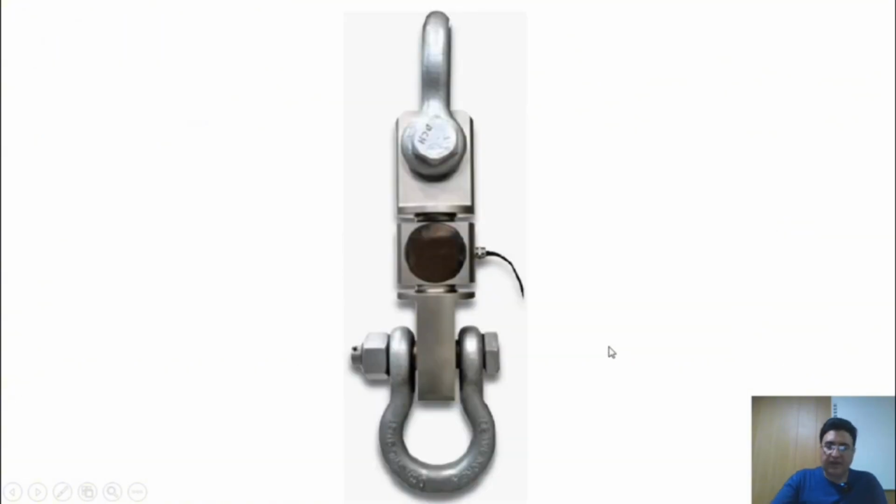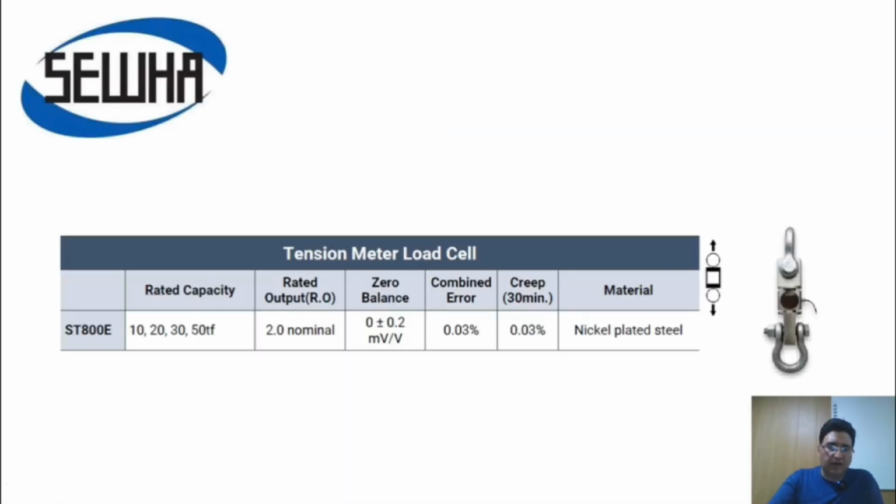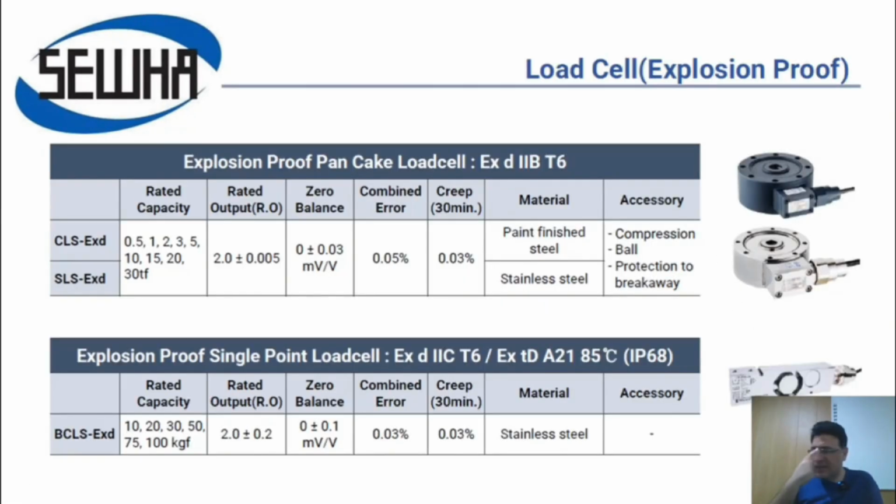The next load cell we are introducing is a tension load cell, which is designed for tensile forces. There are two shackles at the top and bottom, which greatly increase the safety of the operation. In the SEWHA brand, we introduced tension meter load cells, or tension load cells, with the code ST800A, which are available in capacities from 10 tons to 50 tons. Their combined error is a mere 0.03%, and their robust body is meticulously made of painted iron.